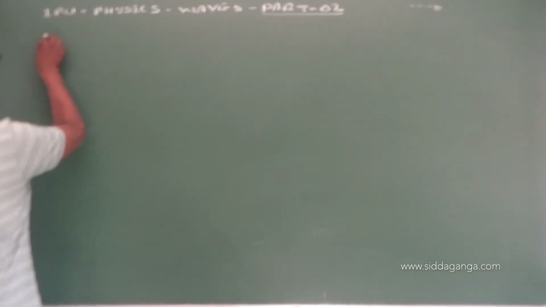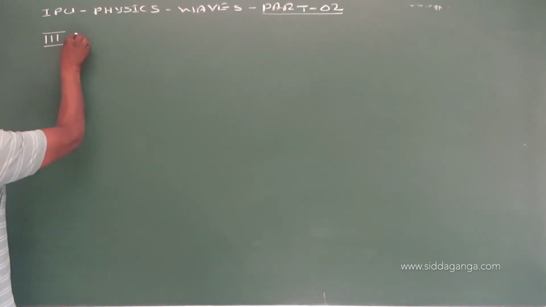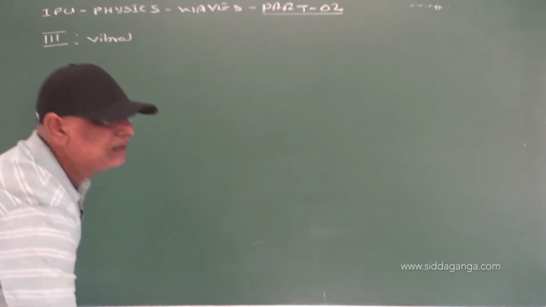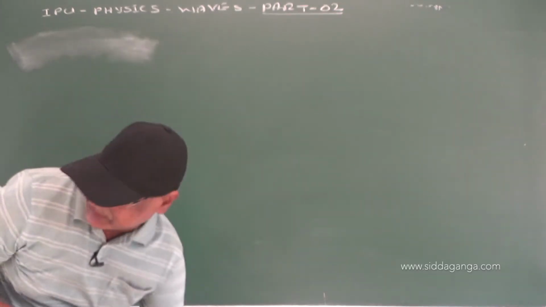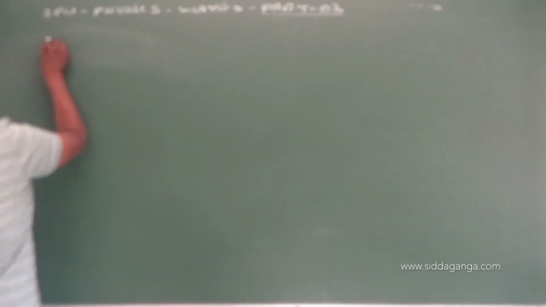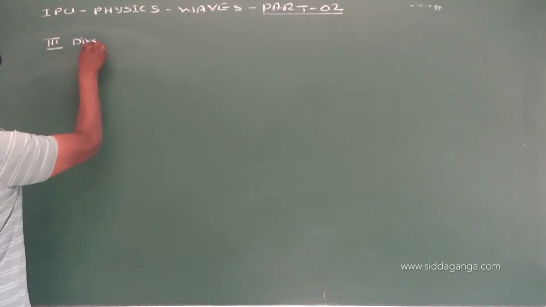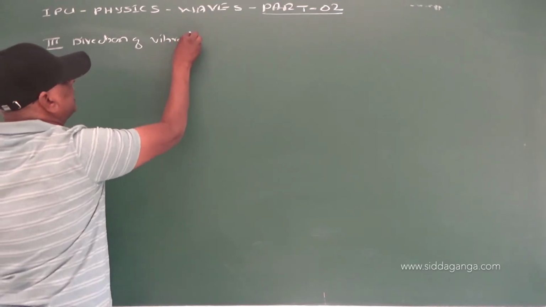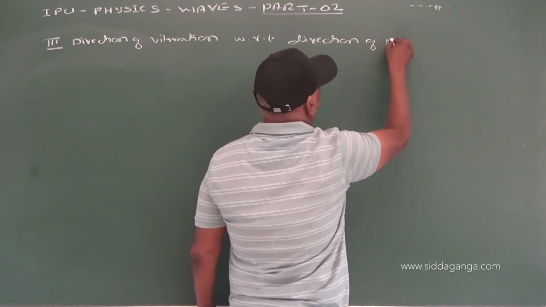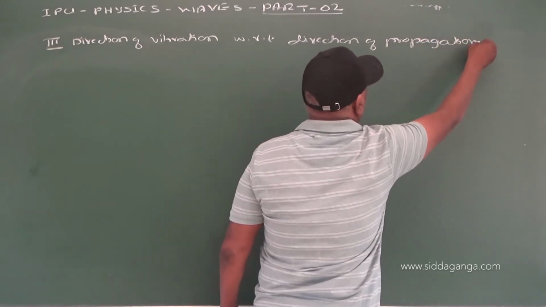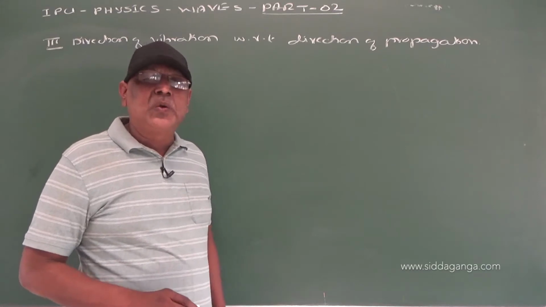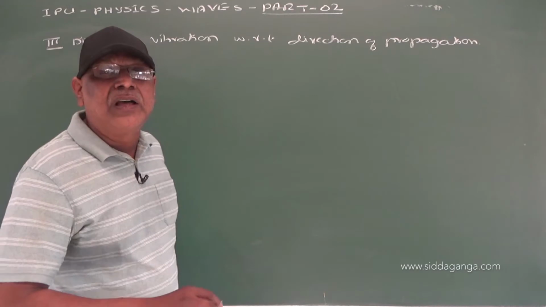Now we will take up the third classification. This classification depends upon the direction of vibration with respect to the direction of propagation. Based on this, waves are classified into two types: transverse waves and longitudinal waves.